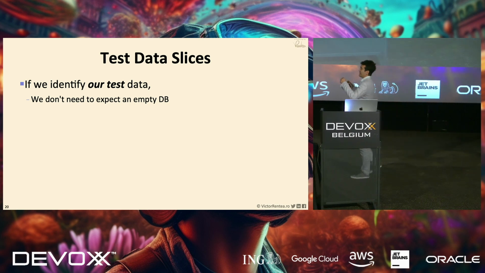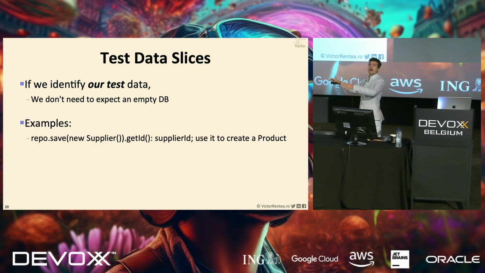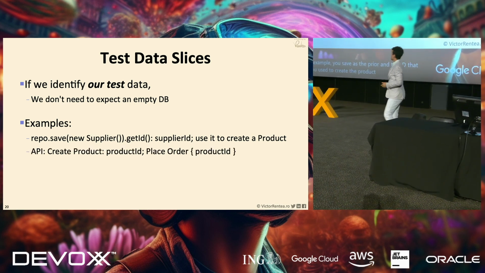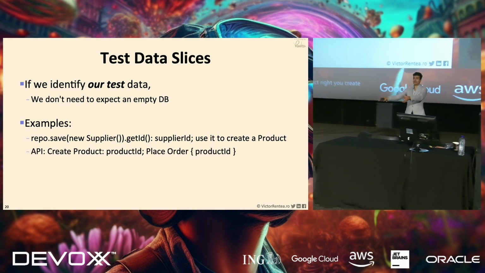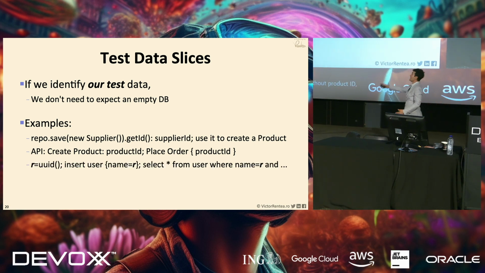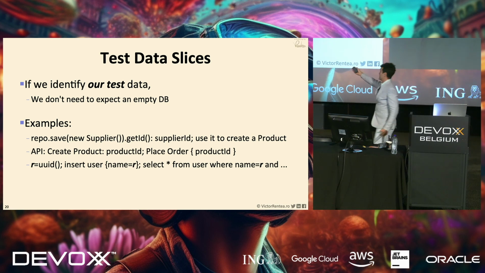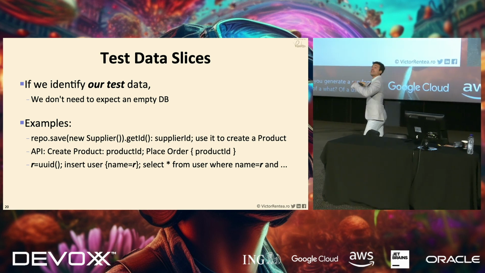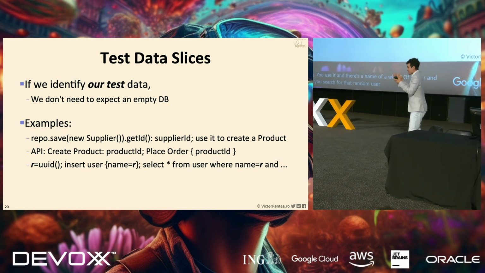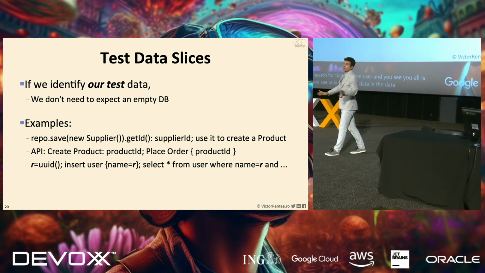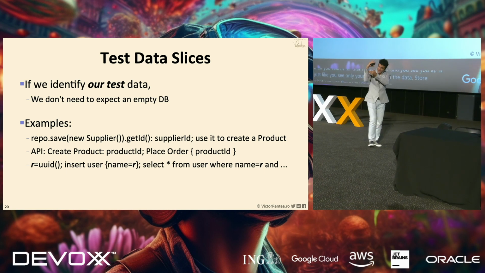So, for example, you save a supplier, and the ID that got created you use to create the product, right? You create the product, and with that product ID, you place an order. There you go. Or you generate a random thing, you use it as a name of a user, and then you search for that random user. You see, it's just like you see only your own data in the data store. Whatever was there, you don't care. You have your own slice of data.